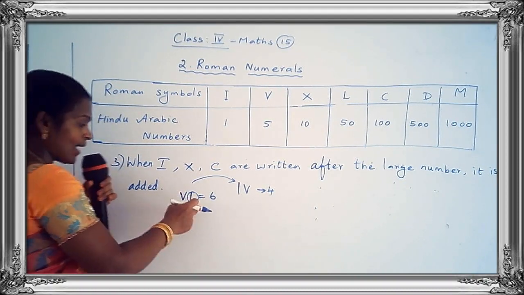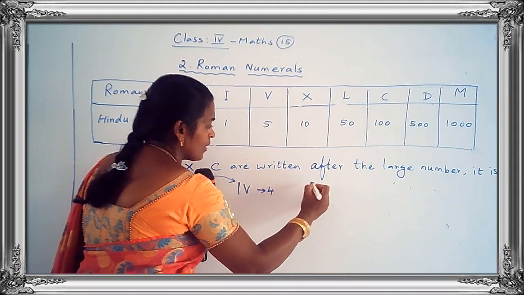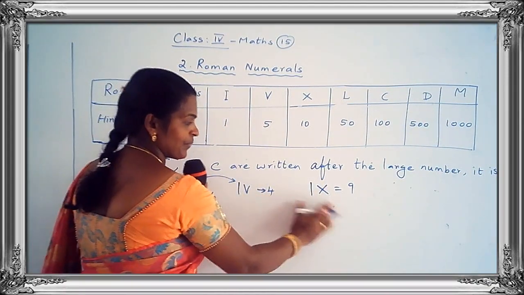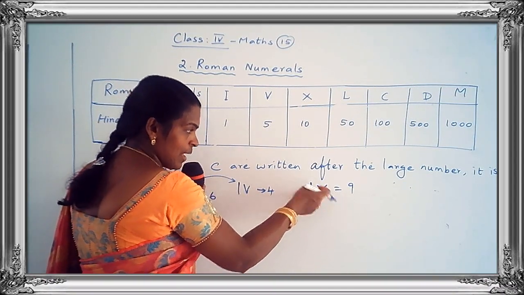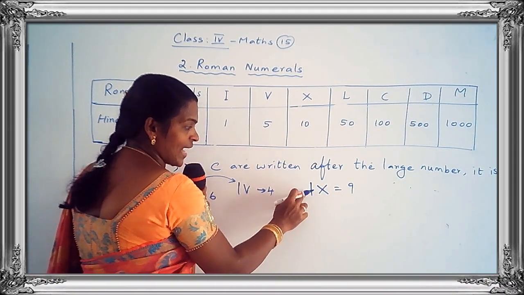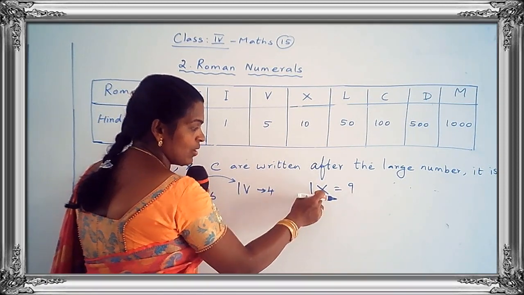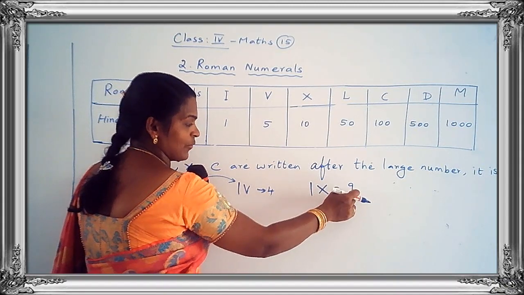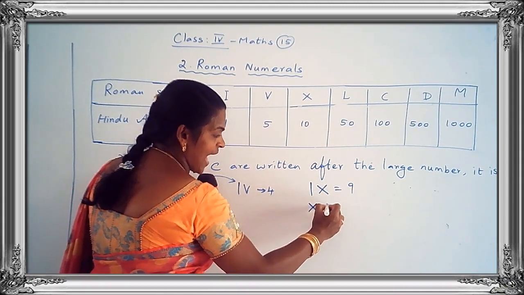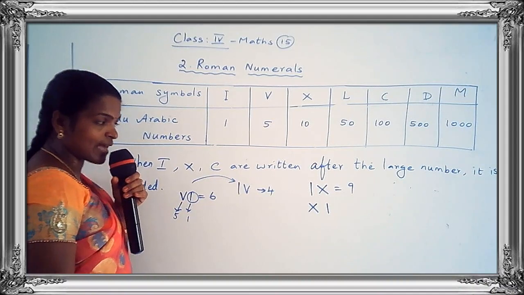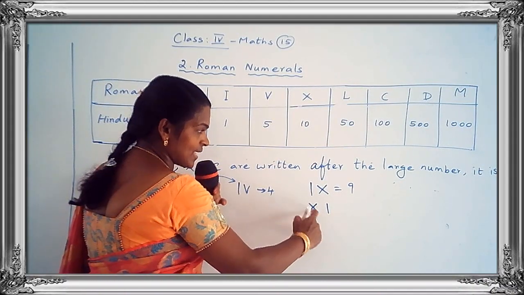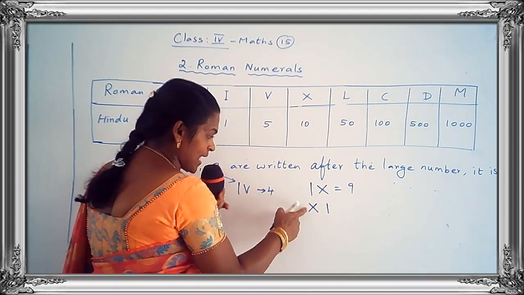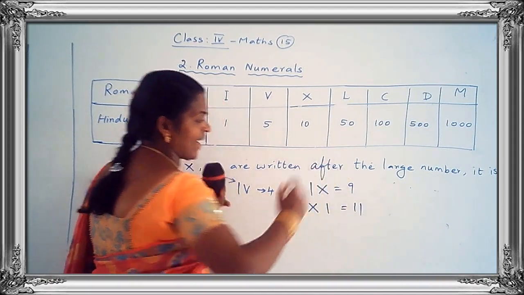Okay, clear? Then one more example, we know that IX is equal to 9. Yes children? Here I is written before the large number, so that's why it is to be subtracted. X stands for 10, I stands for 1, 10 minus 1 is equal to 9. But now XI means, here I is written after the large number, so it is to be added. 10 plus 1 is equal to 11.